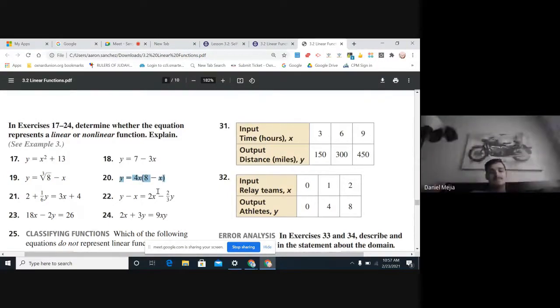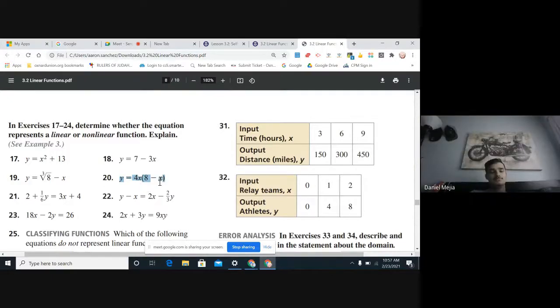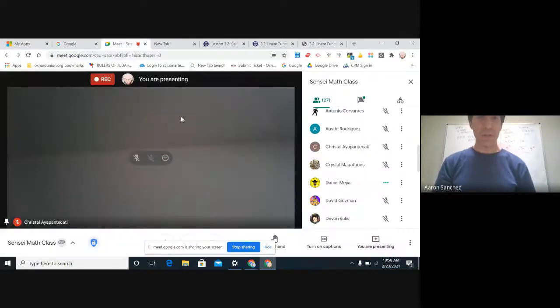I don't know. Well, how many x's do you see? 2. 2 x's means it's not linear, unless you're adding them. Okay. All right. I think that's enough. We're going to stop at 21. We'll continue this tomorrow.